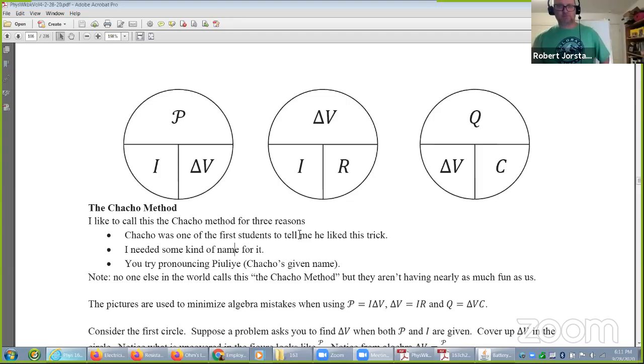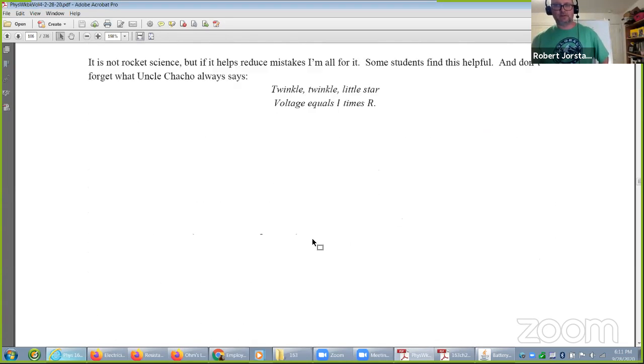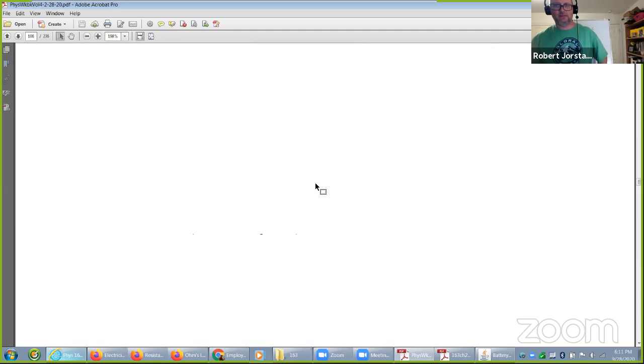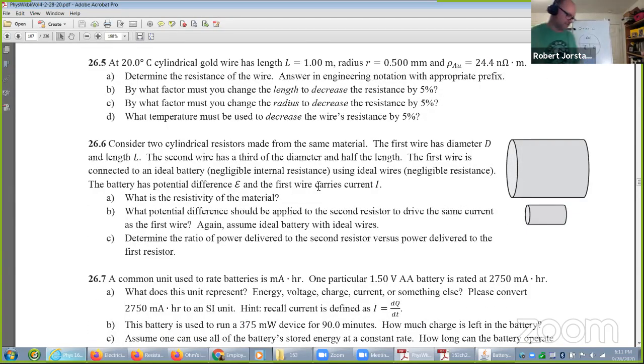All right, and there's one for poison ivy too. All right. Twinkle, twinkle, little star. Voltage equals I times R. All right, finally. Geez, let's get to this.